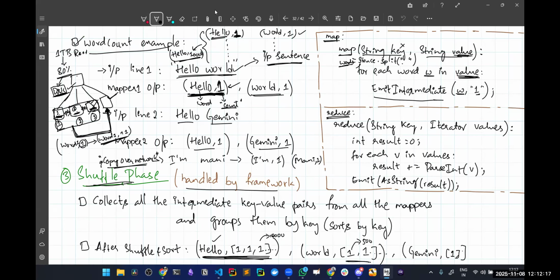What reduce basically does is it takes two values: one is the key and one is the iterator of values. An iterator is nothing but a list here. It can be anything like a list or a tuple or a bunch of values in one single variable. For every single key, we will have the result, and we will parse these iterator values as ints and just add them to our result.